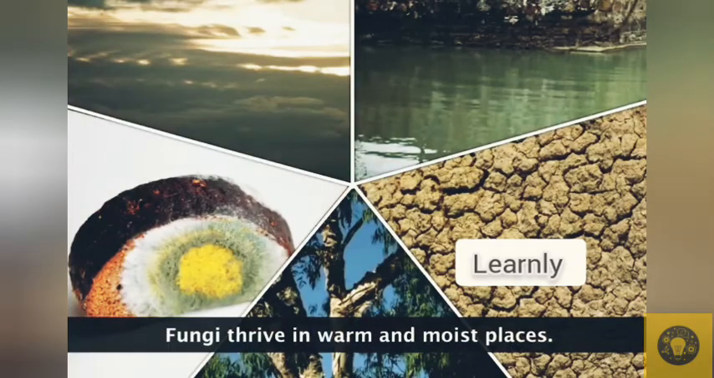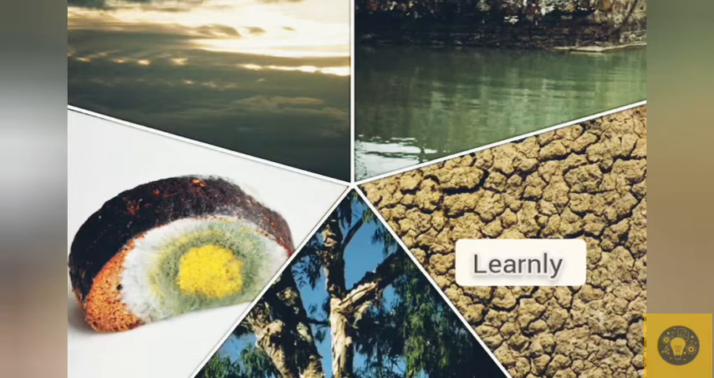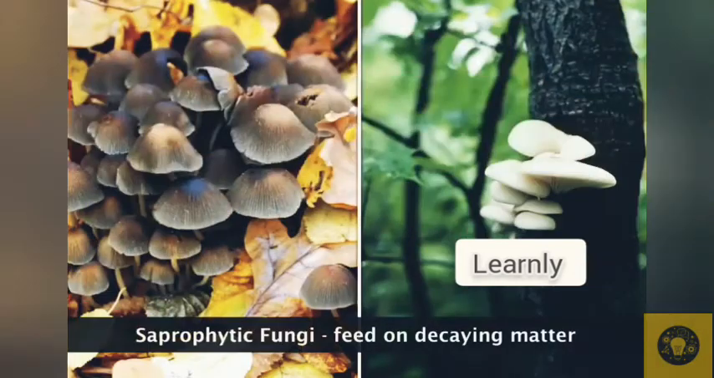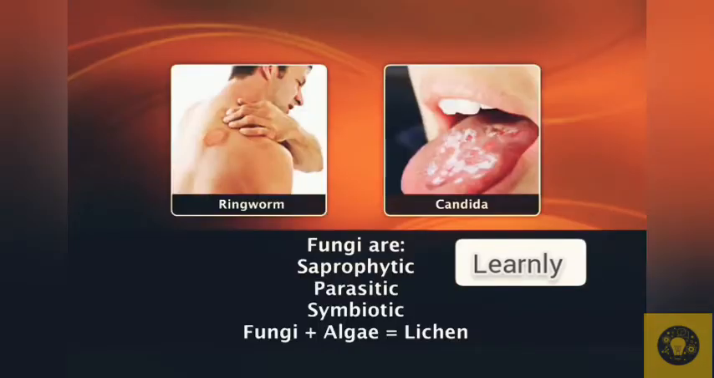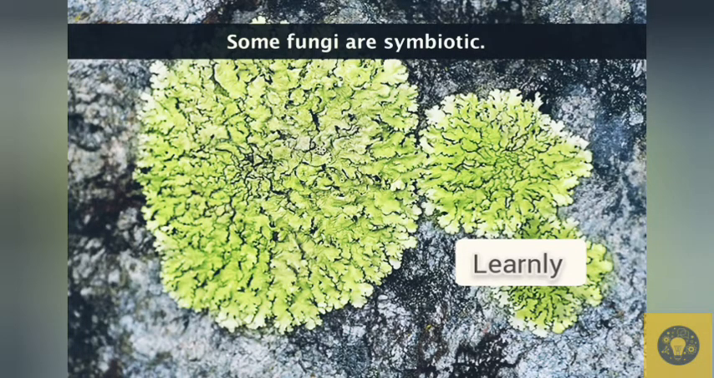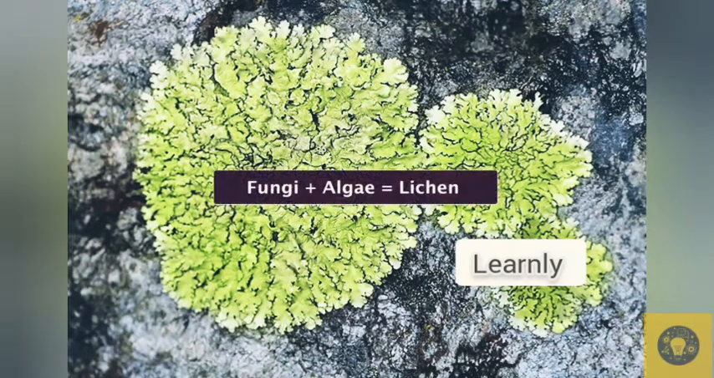Fungi thrive in warm and moist places. They are found just about anywhere, in air, water, soil, trees, on the food in our kitchen, and they can even feel comfortable on CDs. Fungi lack chlorophyll, and therefore they are all heterotrophic. Most of them feed on decaying matter and are called saprophytes, while some others are parasitic in nature. Some are even symbiotic, as in the association of fungi and algae, which is called lichen.